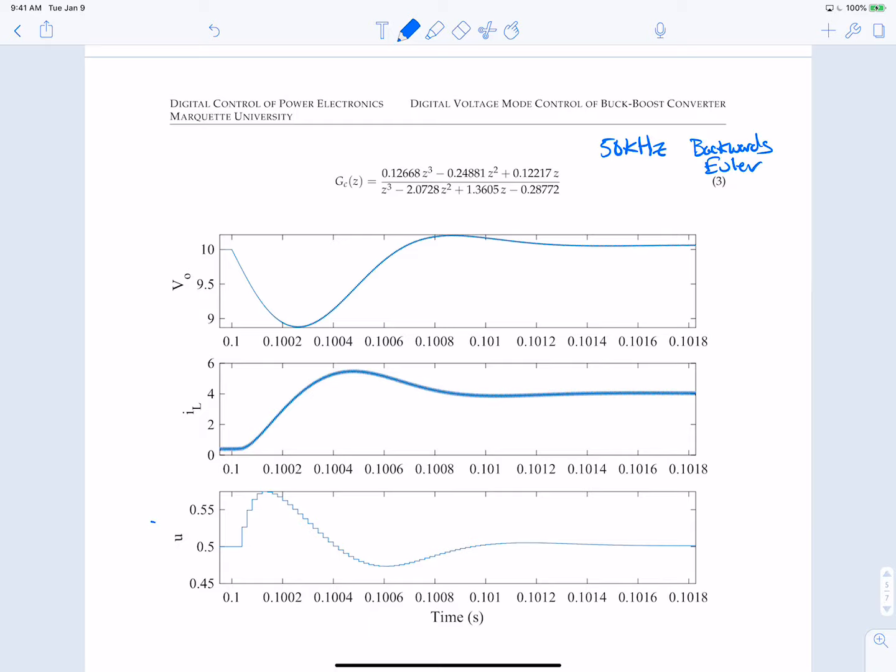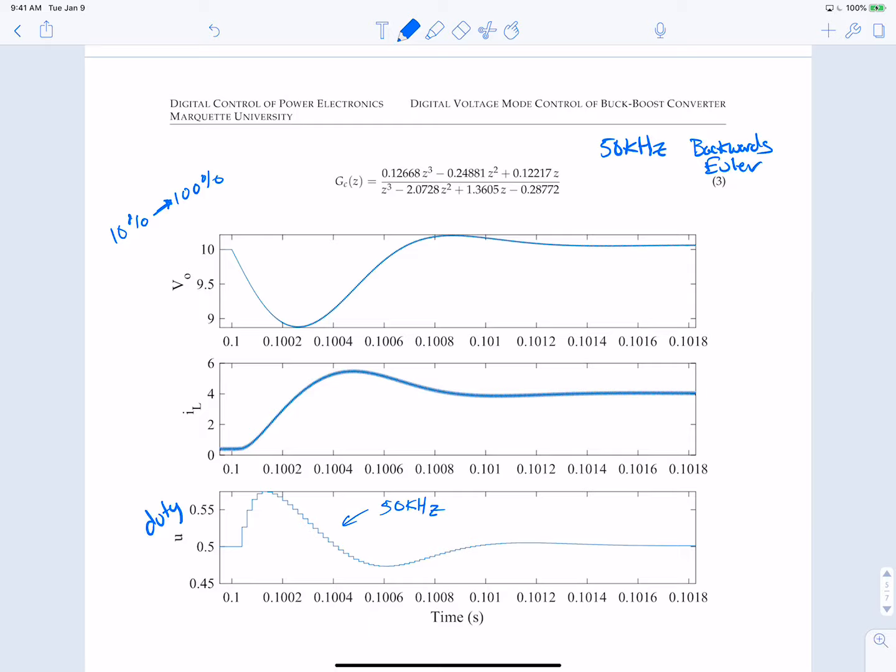Okay, and again, we're in voltage mode, so this is our duty cycle. You can see the discrete steps are now at 50 kilohertz for the duty cycle that we're applying. You can see our current goes up, overshoots a little, and then locks in. So this is looking like a pretty decent response. And again, this is 10% load up to 100% load. So this is a pretty drastic case in terms of load stepping.